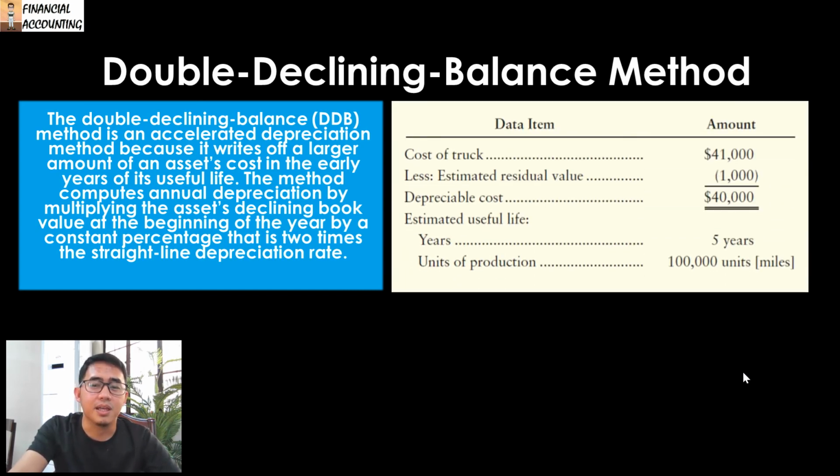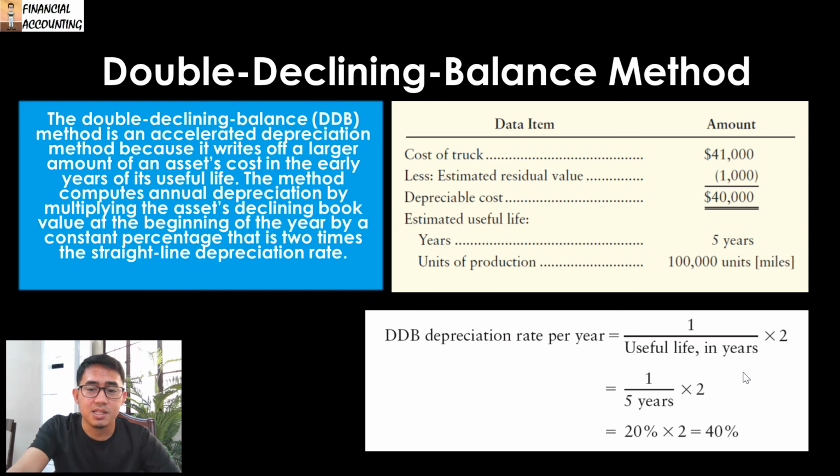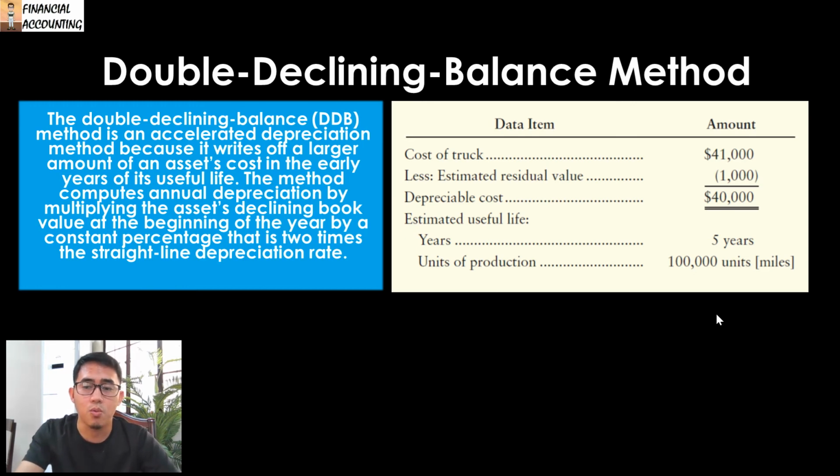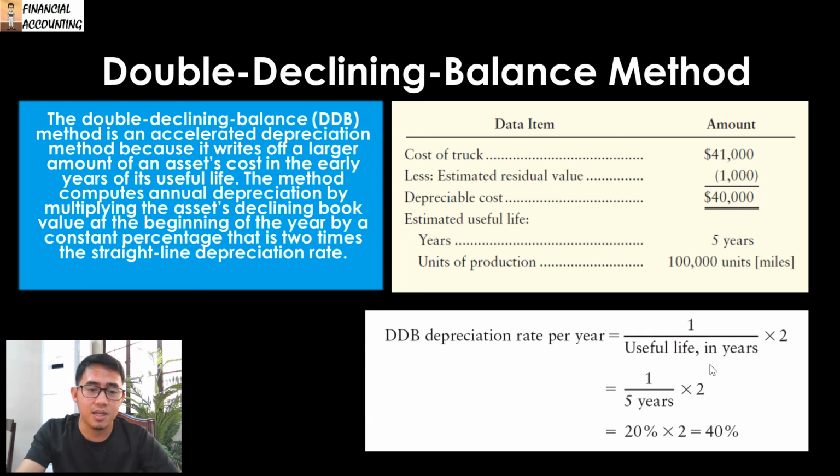Okay, so we have here an example again. We are actually using the same example. So double declining balance depreciation rate per year, we'll use this formula: 1 over useful life in years times 2. So we are actually using 2 times the rate of the straight line method. A straight line method is 1 over 5 years, 20%. You multiply that by 2, you get 40%. Meaning on the first year of the life of the asset, we will multiply 40%. And on the second year of the life of the asset, we will multiply 40% by the remaining book value.